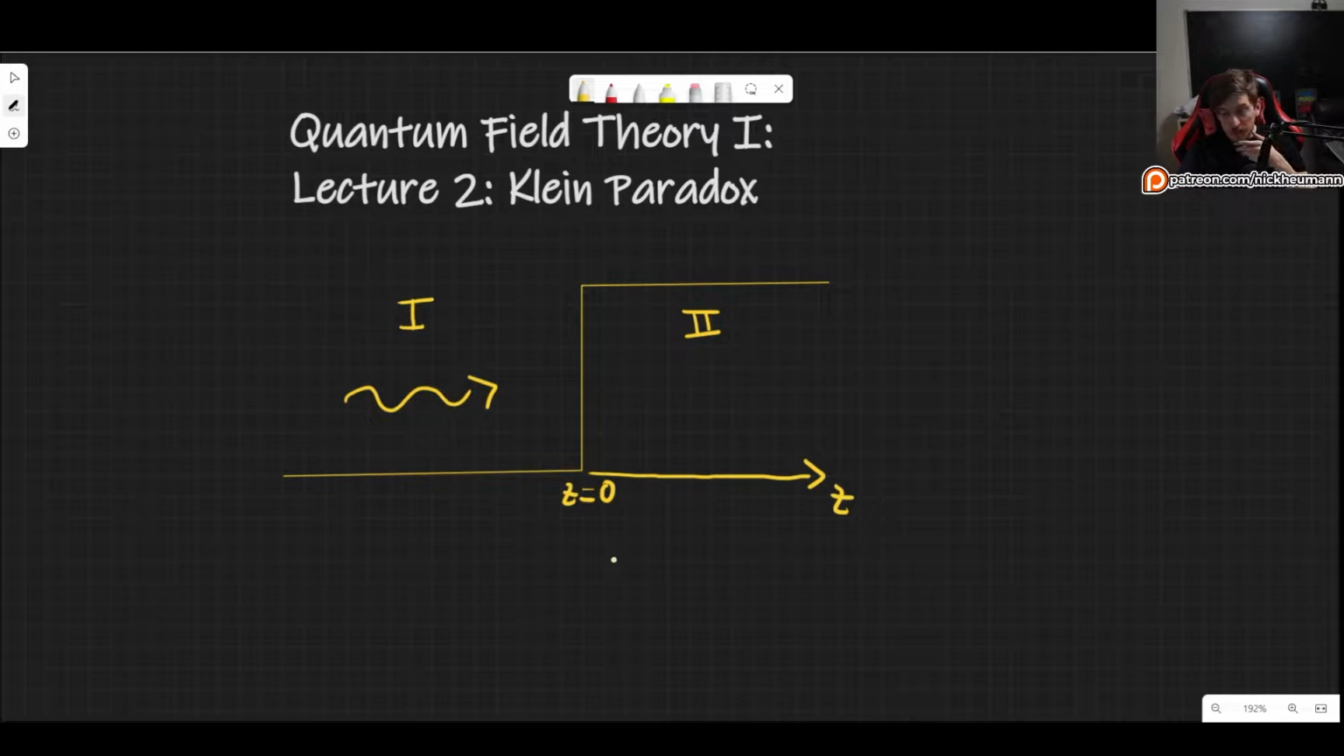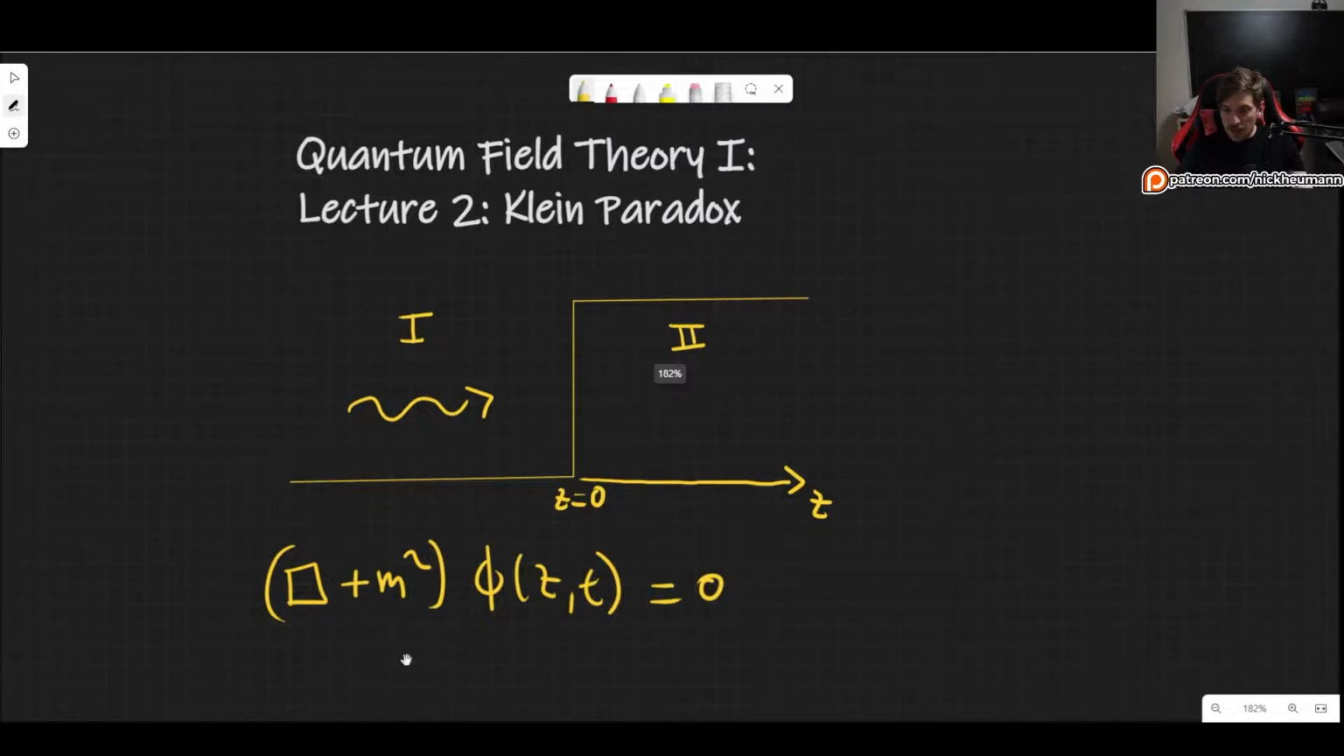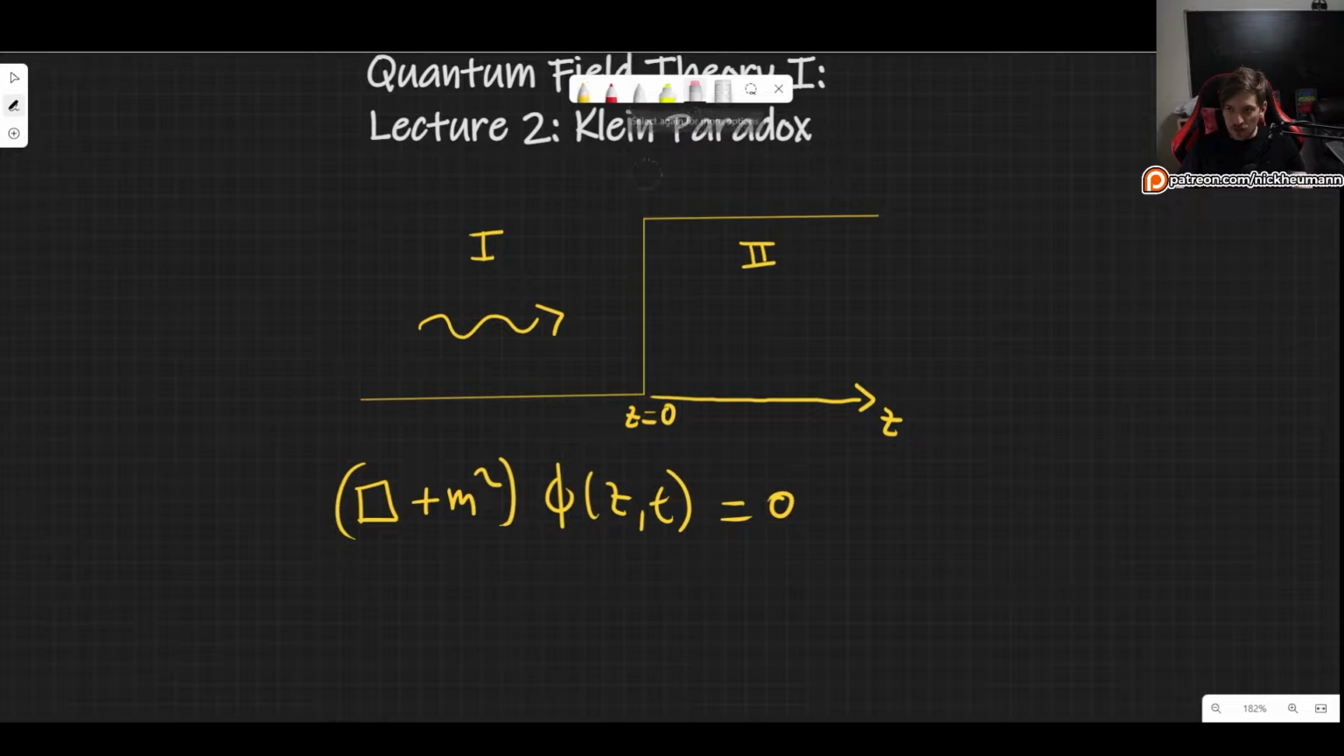To do that, we will begin by writing down our equation. We know that we have the Klein-Gordon equation, the D'Alembertian plus m squared, acting on our wave function, which is a function of z and of time, equal to 0. And of course, let's keep in mind that this square is called the D'Alembertian. This is simply d mu d mu.